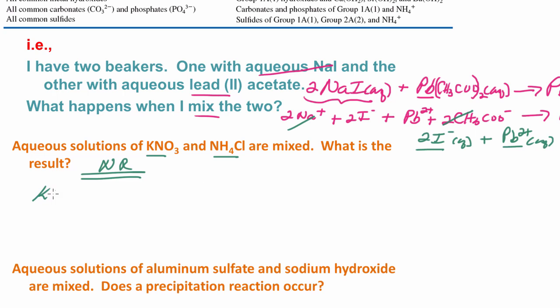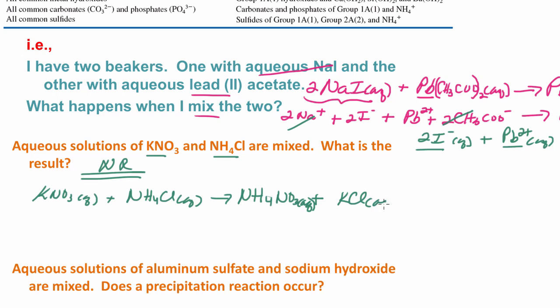So we have potassium nitrate, that's aqueous, plus ammonium chloride, aqueous. And again, we go ahead and put the ammonium cation with the nitrate. So we have ammonium nitrate. Okay, so ammonium nitrate plus, we'll put the potassium with the chloride. And we know that ammonium nitrate is going to be soluble, so this is aqueous. And potassium chloride is soluble, so it's aqueous. So in other words, no reaction took place. We have a solution that just has ions.